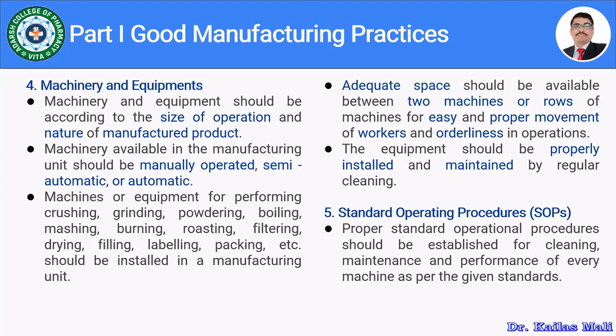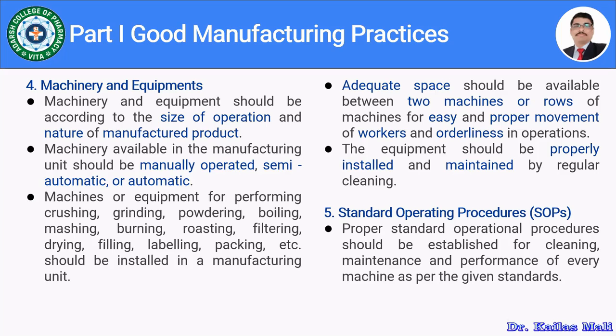Furthermore, adequate space should be available between two machines or rows of machines for easy and proper movement of workers and the orderliness of operations. If proper space is not maintained between two equipments, there might be chances of cross contamination of the product. The equipment should be properly installed and maintained by regular cleaning. Once we have finished manufacturing certain products, the equipment and machines should be cleaned properly. So this is about the fourth point, that is the machinery and equipment.